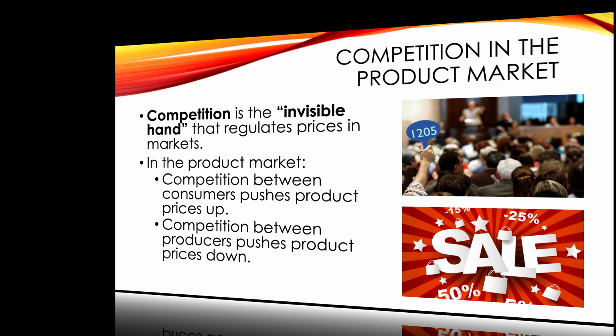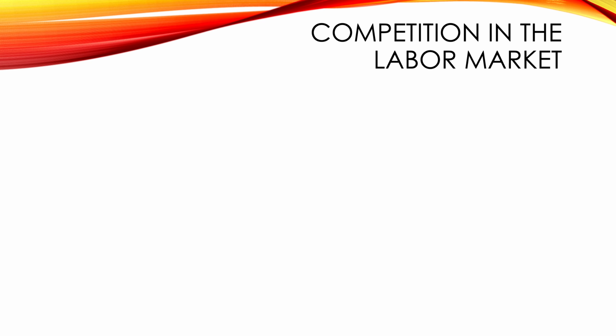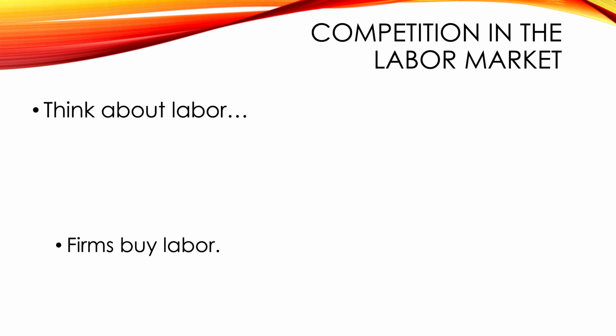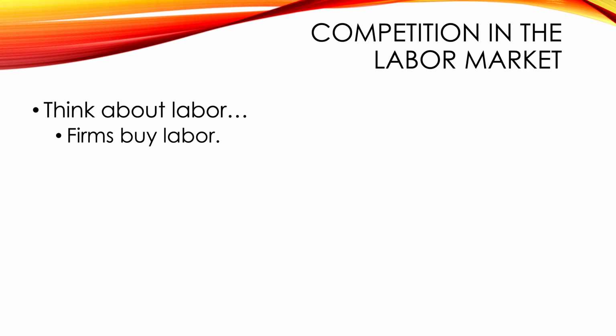But it actually works the same way in the factor market. In the factor market, there's all kinds of different factors, but let's focus on labor for a second. Firms are the buyers of labor. Companies aren't selling labor, companies are buying labor. They want people to work for them. It's the households that sell labor, because that's one of the resources that they own. It's the resource that every household owns. And competition works the same way.